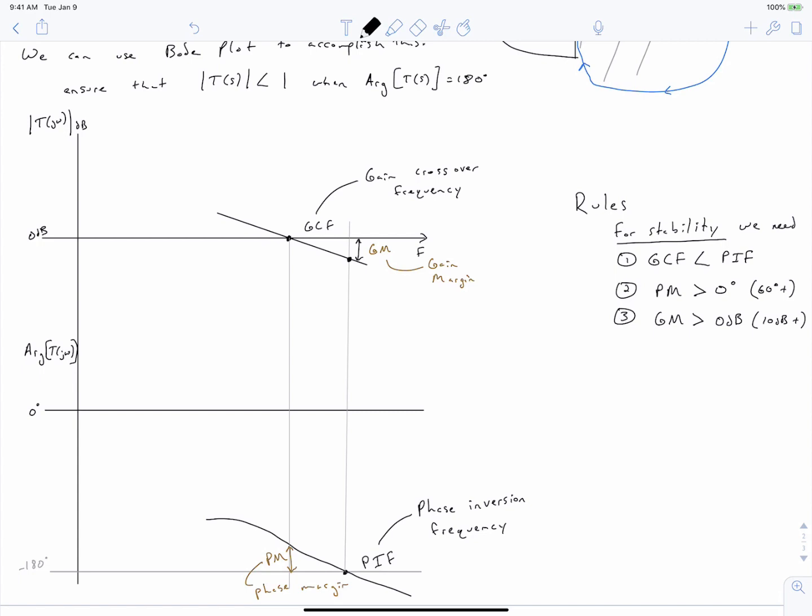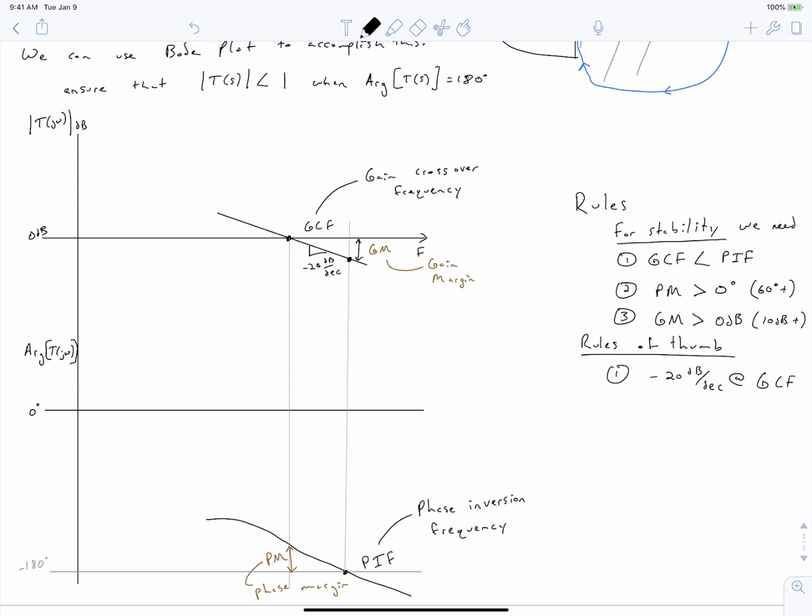Additional design rules of thumb include that your gain should have a slope of negative 20 decibels per decade at the gain crossover frequency. That means this slope right here should be negative 20 decibels per decade.